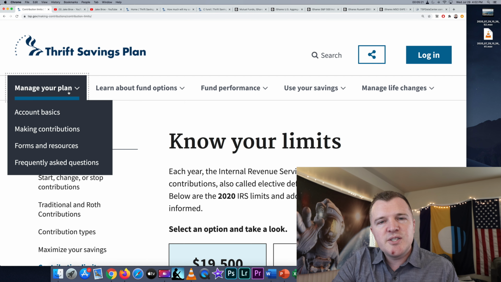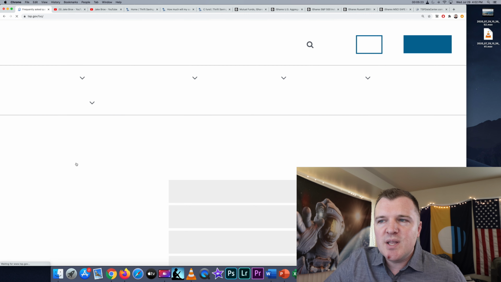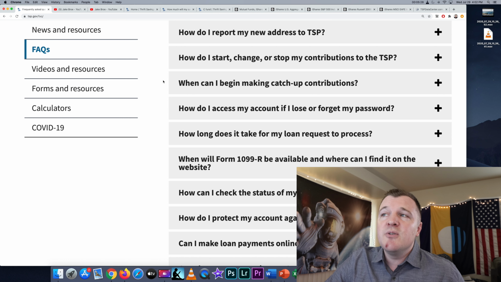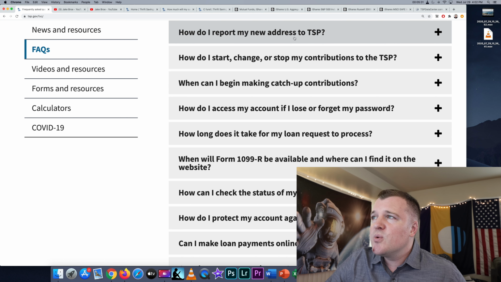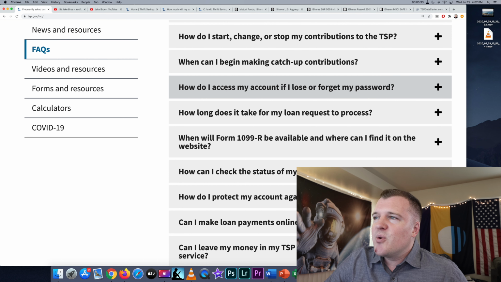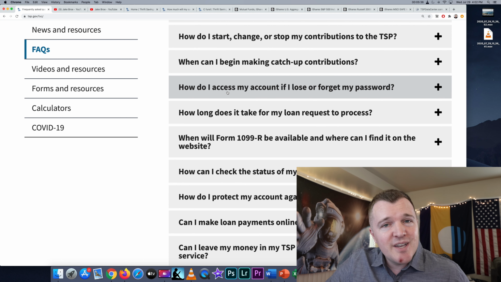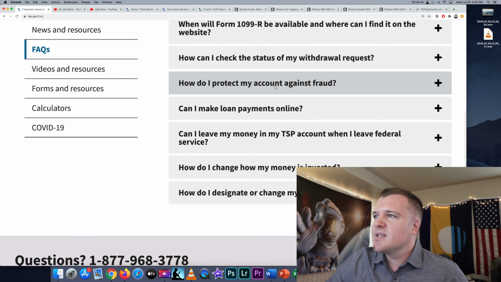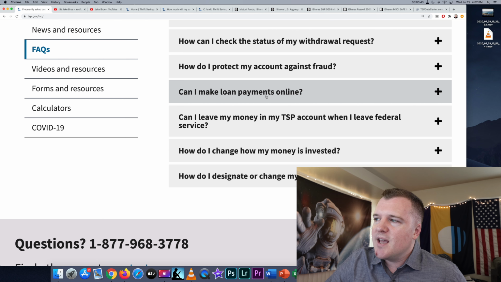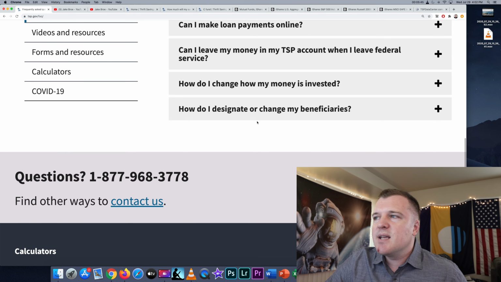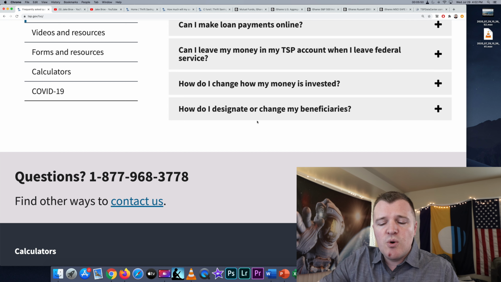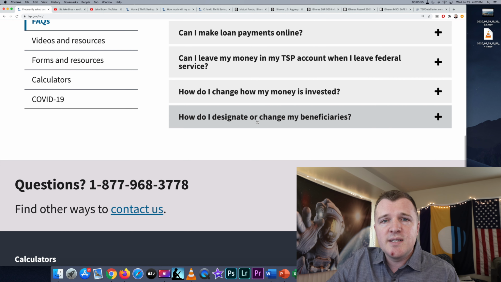Next useful tab on the drop-down is frequently asked questions. Let's go to the FAQ, and this has everything you need to know. How do I report my new address to TSP? How do I access my account if I lose or forget my password? That happens to people. How do I protect my account against fraud? How can I make loan payments online? How do I designate or change my beneficiaries? All the information you need to manage your retirement account over your lifetime is freely available on the TSP's website.